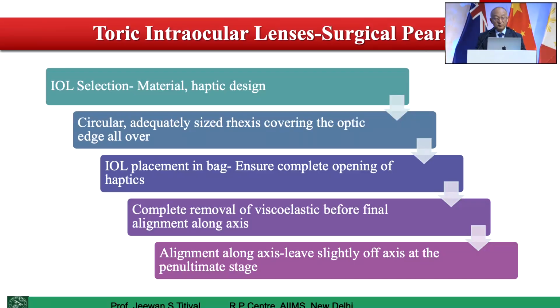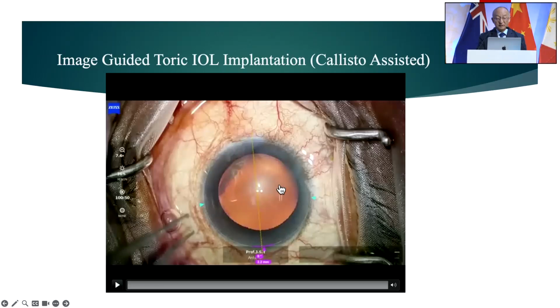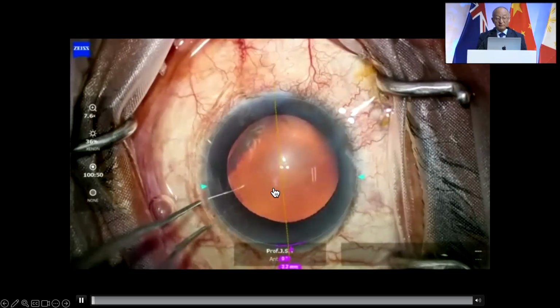So these are the important 5 steps of surgery. First, we have to have a better IOL selection. That means material which is better oriented. Haptic designs are very important now. We have realized the designs which are better co-opted with the capsular bag have lesser rotation in the post-op period. And the rhexis has to be perfect. Place your IOL in such a way that it doesn't rotate. You remove the viscoelastic completely if you are using a viscoelastic for IOL insertion, and align in a proper way also. Just to show you one representative video which is based on an image-guided system.